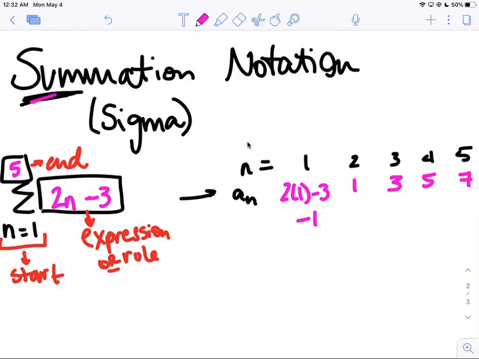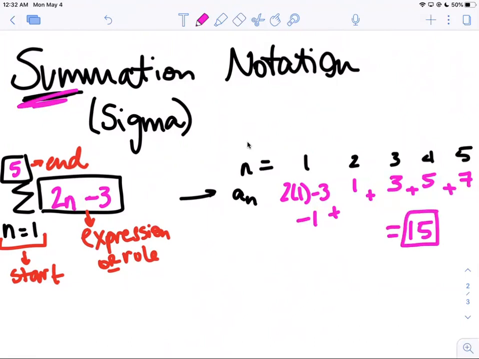Now we're doing the summation. Once we find all of the terms, we're going to sum them together. Negative 1 plus 1 plus 3 plus 5 plus 7. We're going to add those together, and I believe they equal 15. That is what this is expressing.